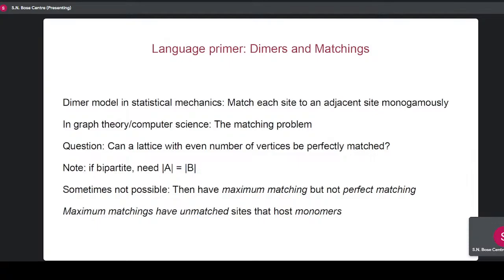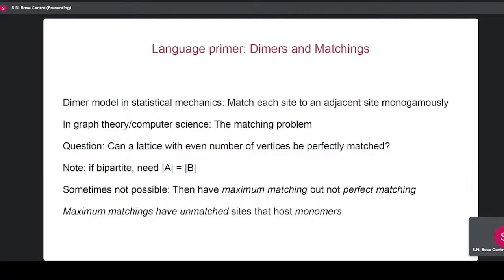Of course, if it's bipartite, you will at least need the total number of A sites to equal the total number of B sites. But even after you satisfy that global constraint, you may not be able to find a perfect matching where every vertex is covered by a dimer. In that case, you settle for a maximum matching that has the minimum number of unmatched vertices. The locations where the vertices are unmatched, you will say those are the locations of the monomers, and that will change from maximum matching to maximum matching.